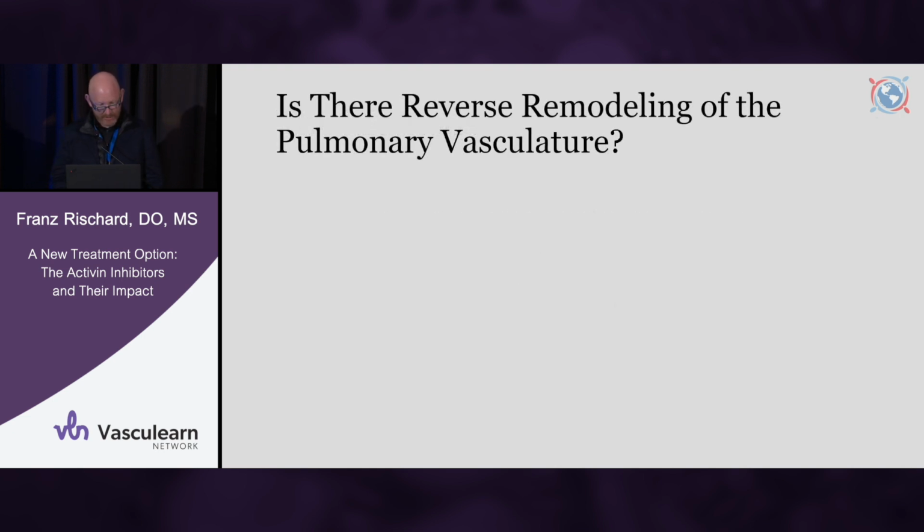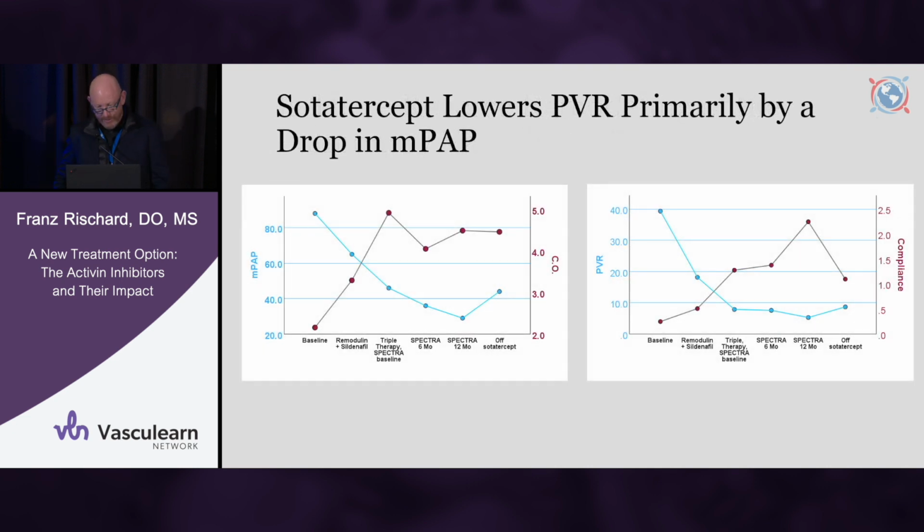So let's start with the vasculature. These are the standard hemodynamics that occurred with the patient. You can see the patient's baseline catheterization, in the treatment-naive state, followed by dual therapy with parenteral treprostinil and sildenafil. Then triple therapy was added, and that formed the basis for our baseline spectra, followed by initiation of sotatercept. And then at 6 months, 12 months, and then off sotatercept, those on the bottom.